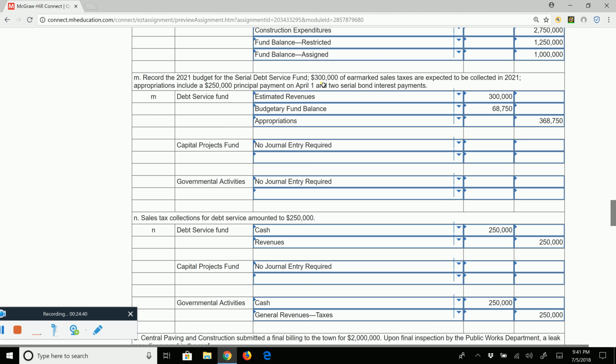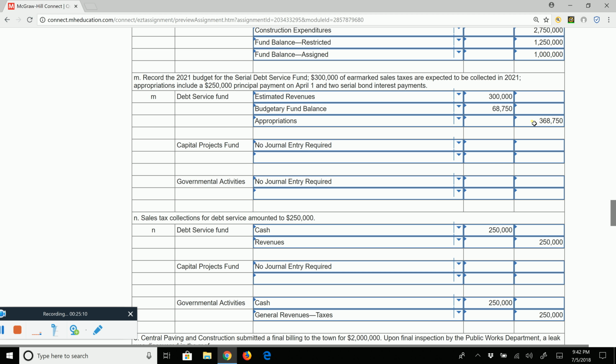We're expected to make a principal payment of $250,000 on April 1st. We're also expected to make an interest payment on April 1st, as well as October 1st. That totals $368,750. Let me give you the breakdown of the $368,750. If you are taking note, this would be important to write down.